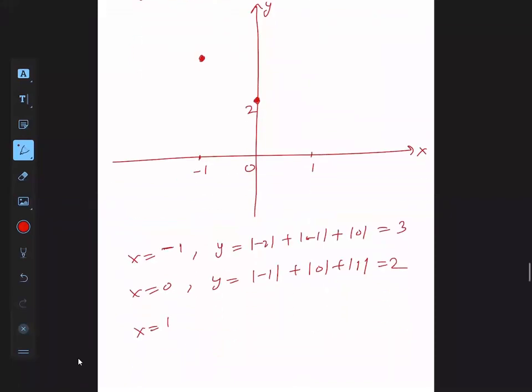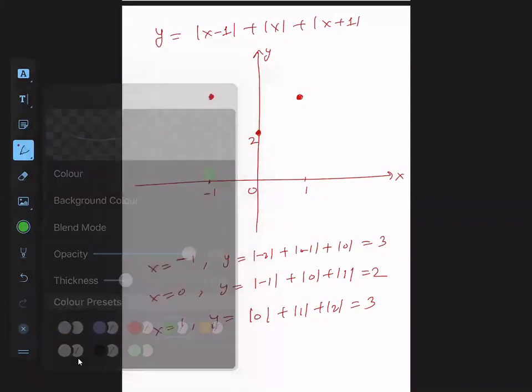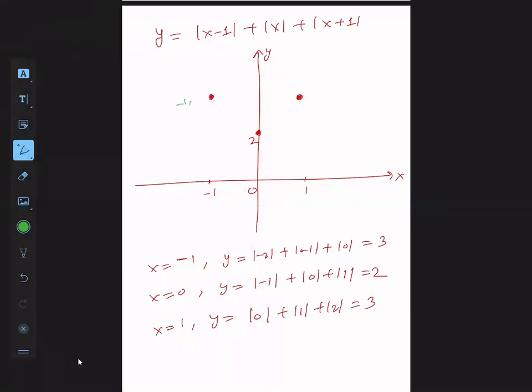If I put x is equal to 1 here, then y is equal to 0, 1, 2. So y is equal to 3. So what I am getting is, at -1, this point is -1 comma 3. At 0, I am getting 0 comma 2, and this point is 1 comma 3. I just have to join these 3 points. So this is the shape of the graph between -1 and 1.